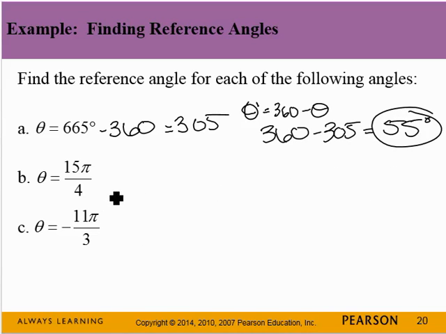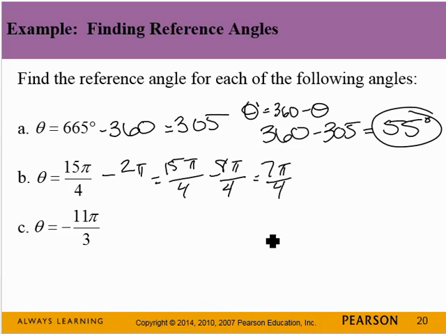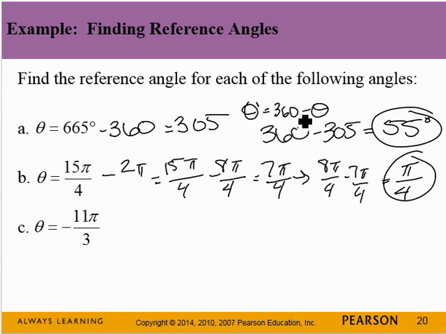So you have 15 pi over 4, so you're going to subtract 2 pi. So you have 7 pi over 4. Now you're going to find your reference angle. If you remember, we did this one two slides ago. So you have 8 pi over 4, because that's 2 pi, minus 7 pi over 4, which is pi over 4. We did this one a couple slides ago too, so you can always look back at that as well.